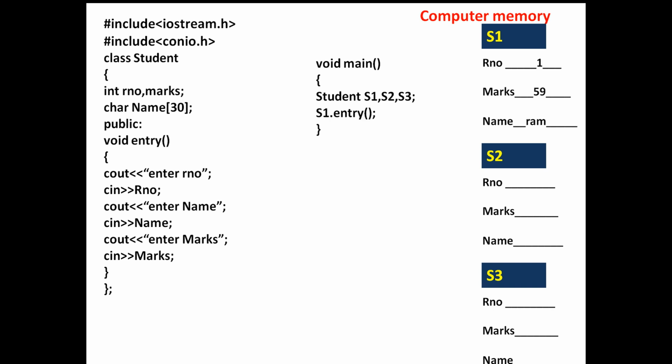Now for getting entry we will write the S1 object name, dot, then the member function name. The entry member function will get entry. So the entered value will be stored at the allocated memory space of S1. And in the same way S2 values will be stored at S2 allocated memory spaces, and S3 values will be stored at the memory space that has been allocated to S3.